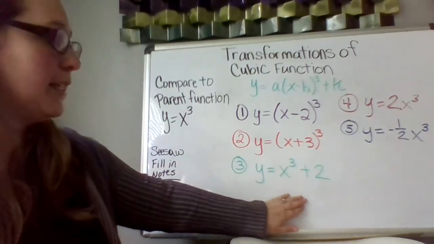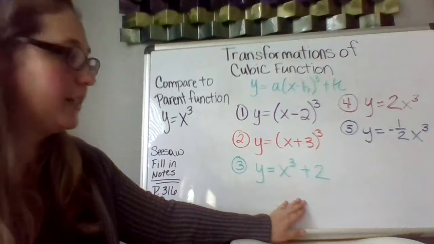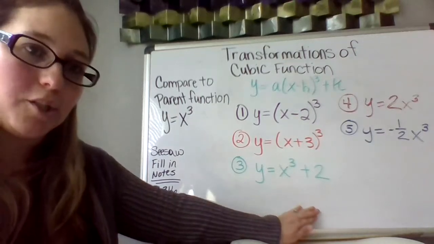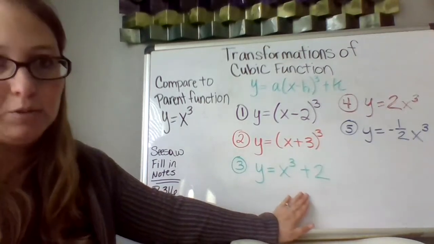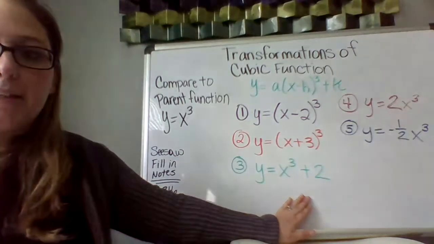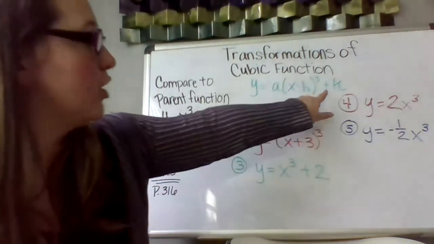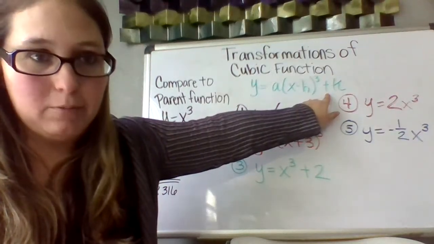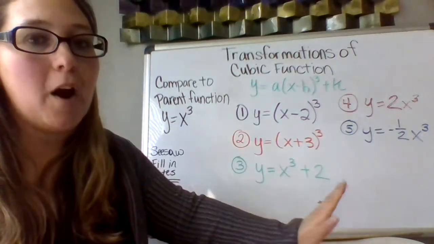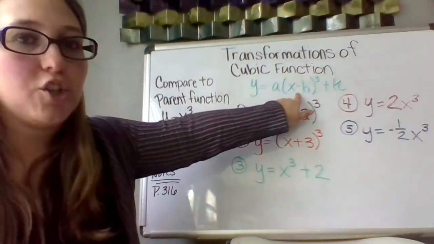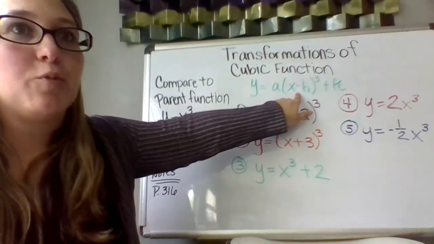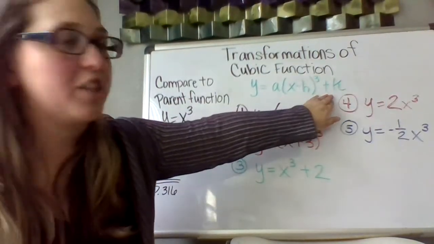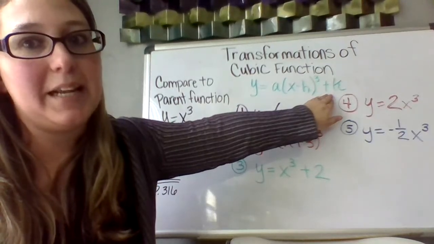So I did not do an example if we minus, but it'll be pretty easy. If I did x cubed minus 2, then we moved it down 2. Okay, so that's a translation. So if we change the k, it moves the function up or down. Okay, so far what we've done, if we've changed the h, it moves it left and right. If we change the k, it goes up and down.